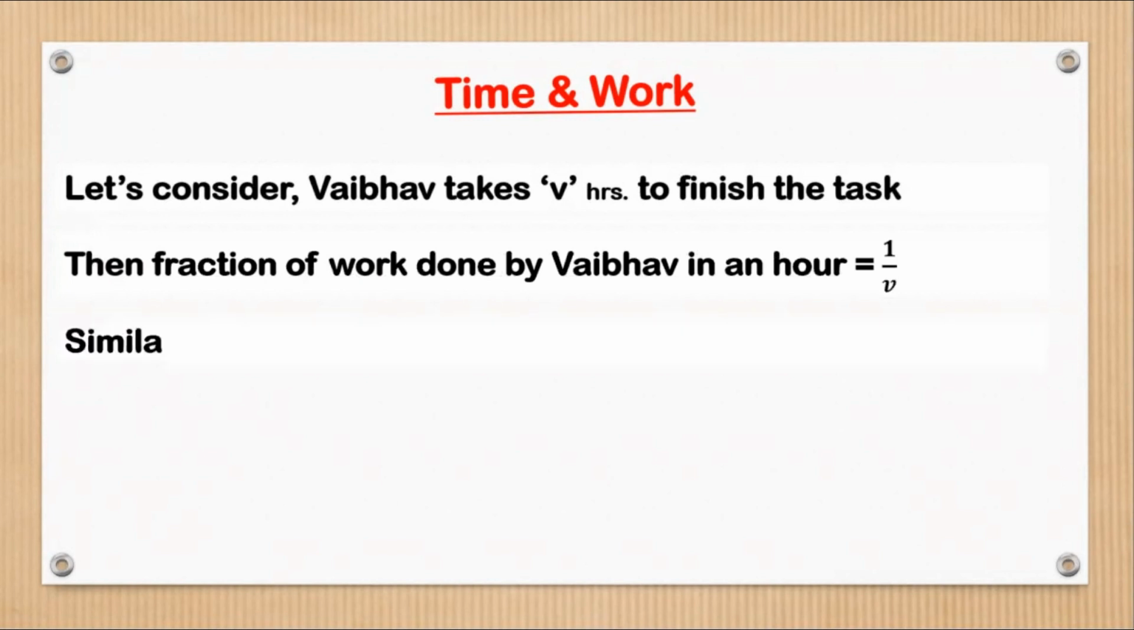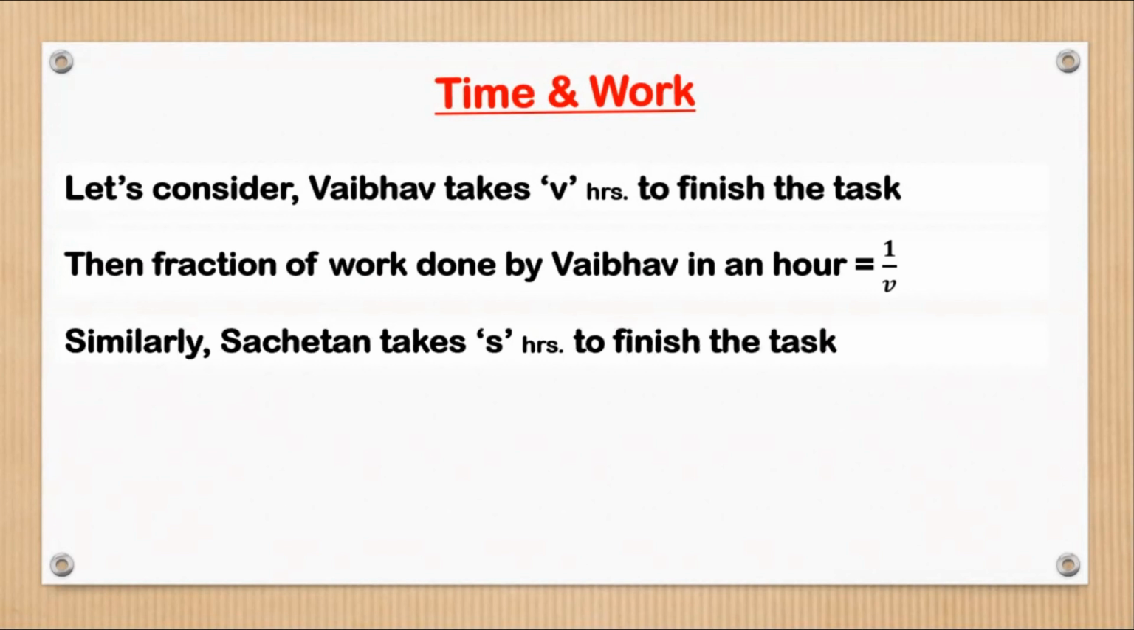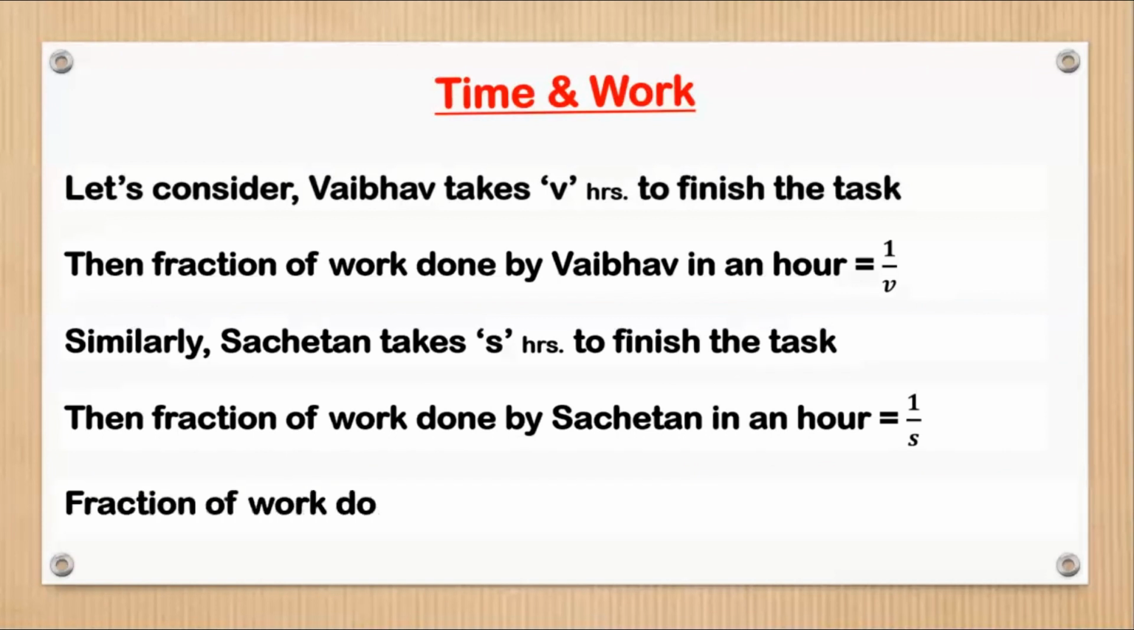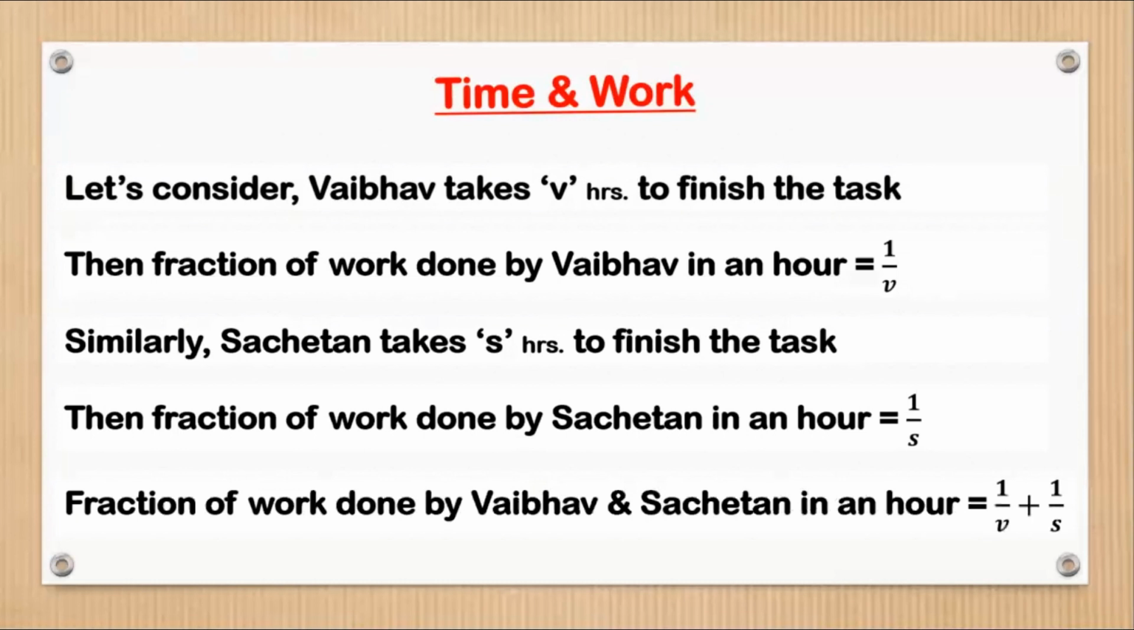Similarly, Sachetan takes S hours to finish the task, then automatically the fraction of work done by Sachetan in an hour is equal to 1/S. How can we represent the fraction of work done by Vaibhav and Sachetan together in an hour? This is the way. Fraction of work done by Vaibhav and Sachetan in an hour is equal to 1/V plus 1/S.